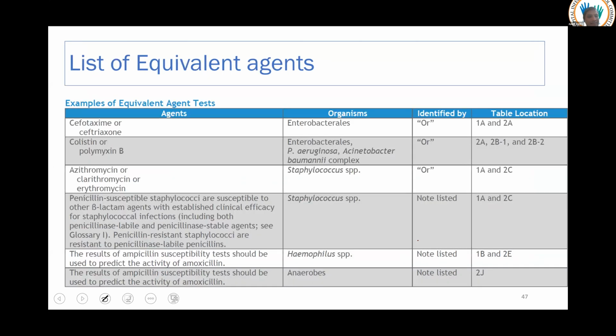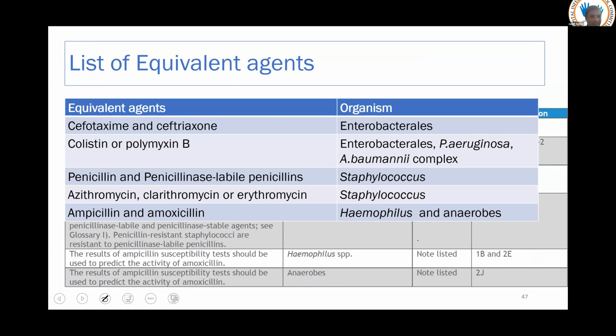So these are the CLSI list of equivalent agents. I have prepared a table out of this which is easy to understand. You can see cefotaxime and ceftriaxone for Enterobacterales, colistin and polymyxin B for Enterobacterales, Pseudomonas and A. baumannii, azithromycin and clarithromycin for Staphylococcus, ampicillin and amoxicillin for Haemophilus. So this is the list of equivalent agents which you have to remember. If you test one, you can report for the others.